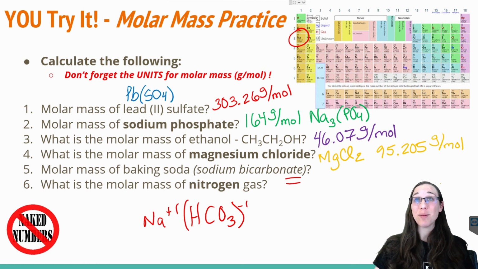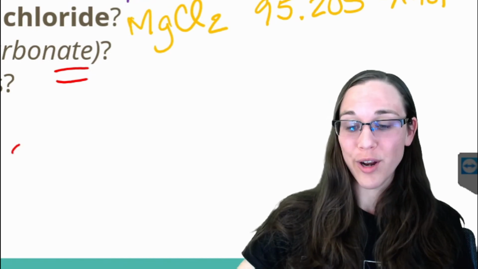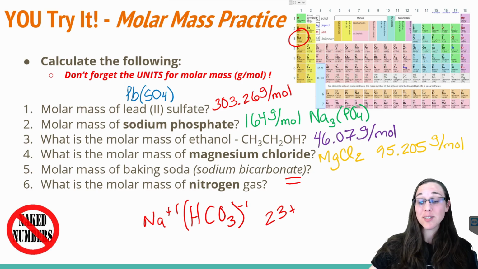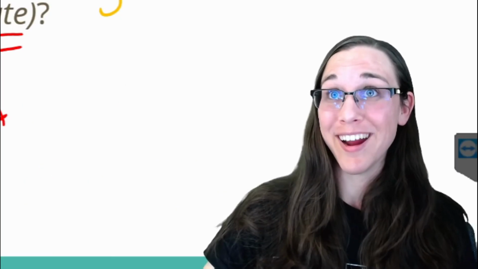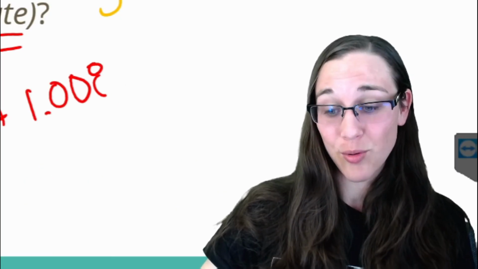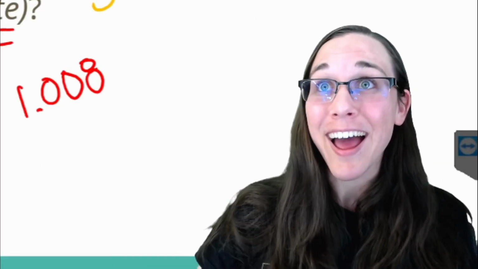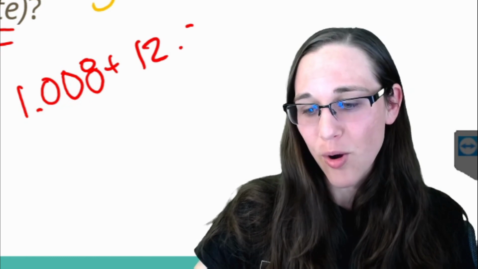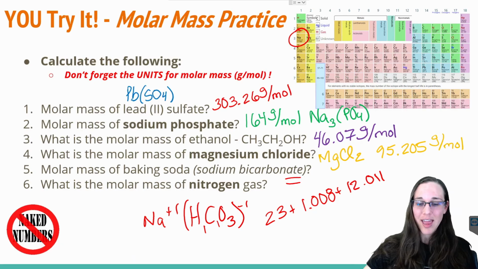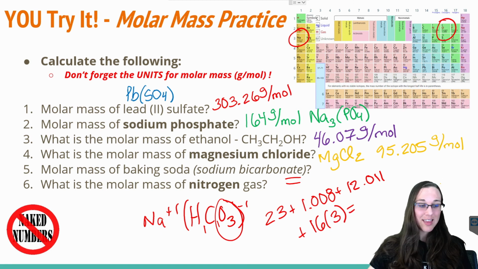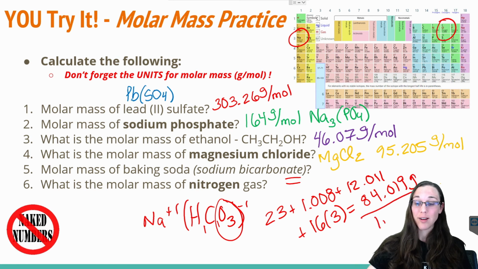We have one Na present, weighing in at 23 grams per mole, plus one hydrogen present, weighing in at 1.008 grams per mole. We have one carbon present, weighing in at a whopping 12.011 grams per mole. And we have 3 oxygens present, each oxygen bringing 16 grams to the table, so plus 16 times 3. And we've got a total of 84.019 grams in 1 mole.